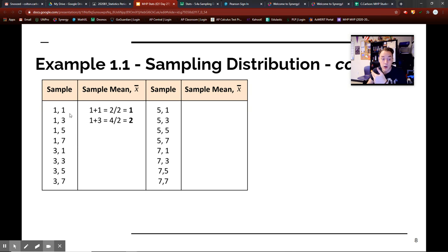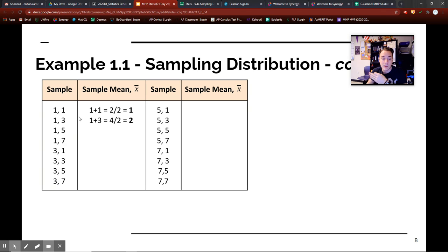So I can choose 1 and 1, I can choose 1 and 3, 1 and 5, 1 and 7. I can do 3 and 1, 3 and 3, 3 and 5, 3 and 7, 5 and 1, 5 and 5, and so forth. So I can do all of those when I'm picking 2 of these samples. Now, what does it mean to find the sample mean? It means find the average. So mean just means the average.